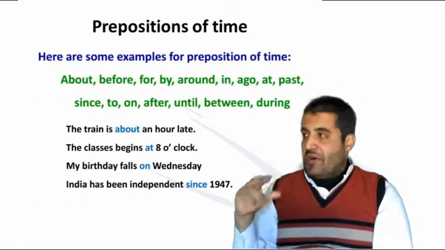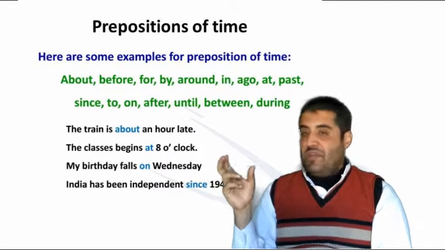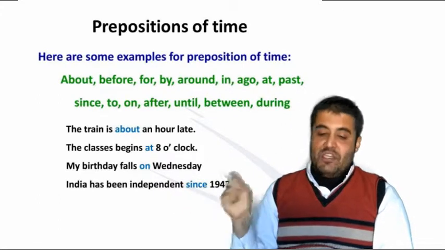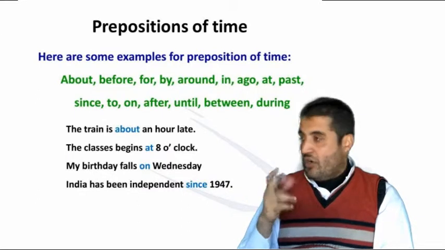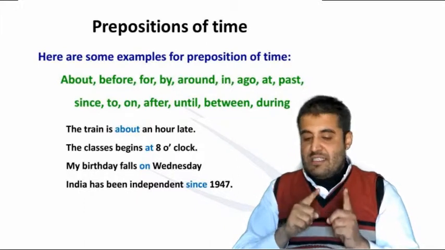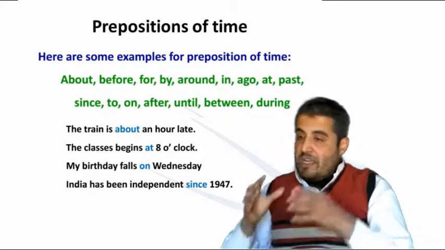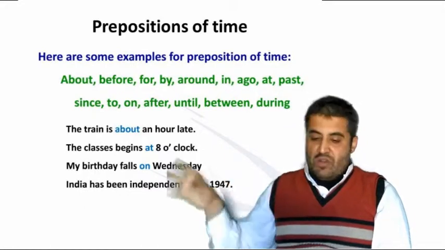Okay, my birthday falls on Wednesday. It means when my birthday comes, it comes on Wednesday. So Wednesday is the time, and birthday is the subject or the thing. This preposition "on" links the birthday with Wednesday. Wednesday is here a time: the birthday happens on Wednesday.